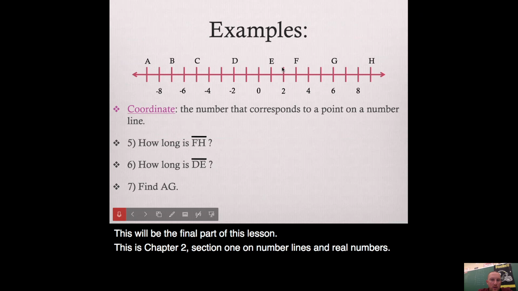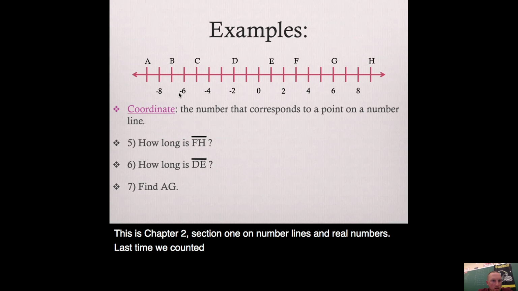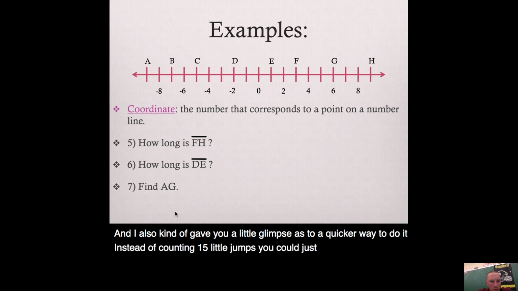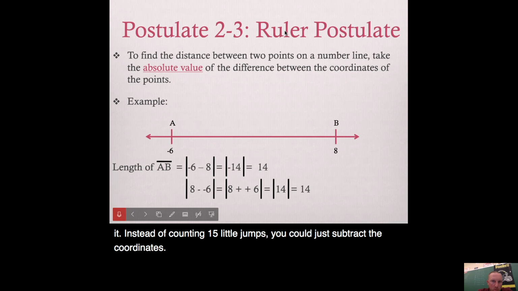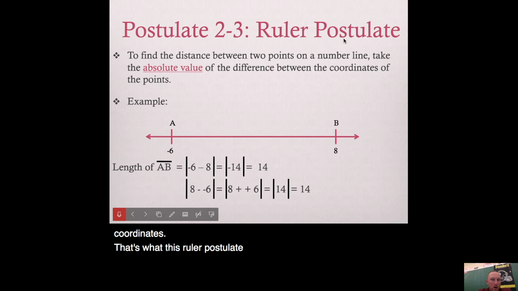Last time we counted to find the length of a segment, and I also gave you a little glimpse of a quicker way to do it. Instead of counting 15 little jumps, you could just subtract the coordinates. That's what this ruler postulate says. Remember, postulates are facts. The ruler postulate gives you facts about rulers.